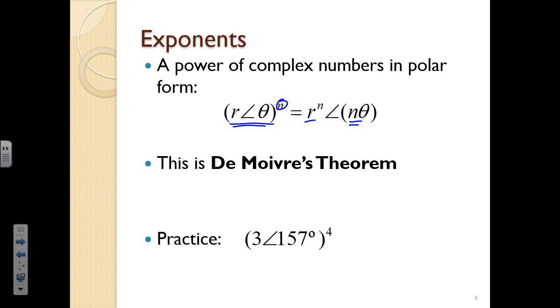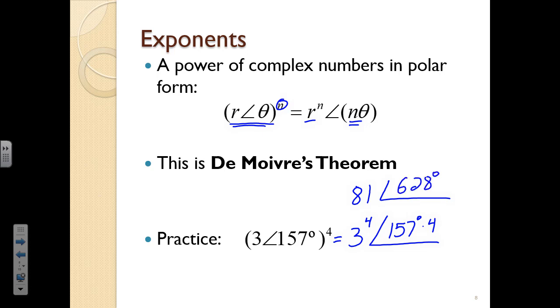3 at 157 degrees raised to the fourth power. We know by Moivre's Theorem that this is 3 to the fourth at 157 degrees times 4. If you crank that out, you get 81 at 628 degrees. But 628 degrees, we can subtract 360 from that, and that gives us a result of 81 at 268 degrees, and we're done.